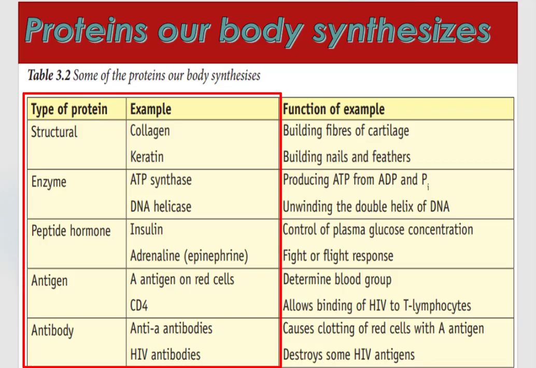Some of the proteins that our body synthesizes include structural proteins like collagen and keratin, enzymes like ATP synthase and DNA helicase, peptide hormones that include insulin and adrenaline, antigens that include antigen A on red blood cells and CD4 on CD4 lymphocytes, and antibodies like anti-A antibodies, anti-B antibodies, and HIV antibodies.